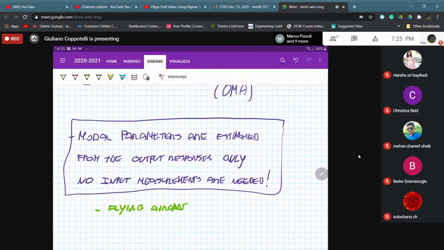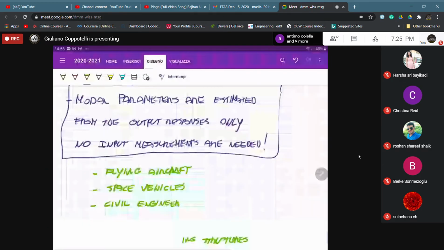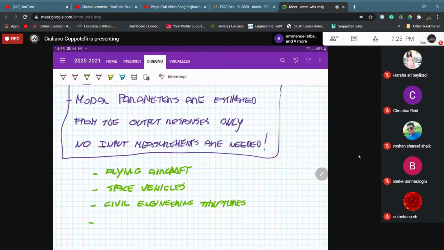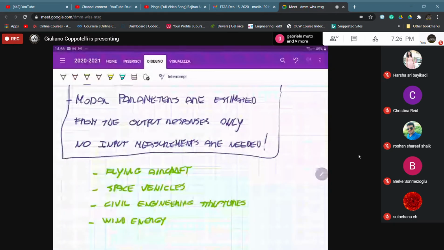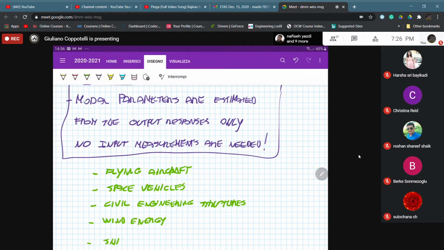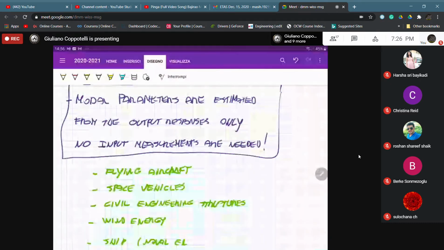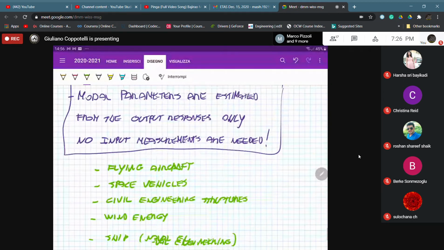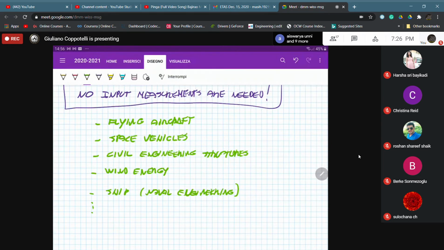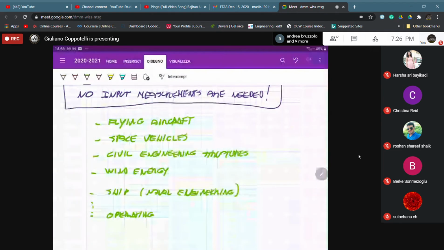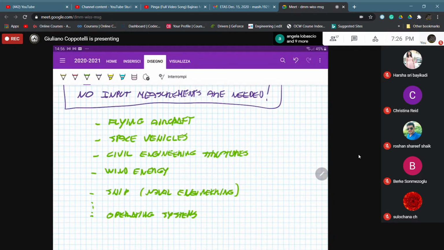For space vehicles, civil engineering structures, wind energy, and therefore ships, so naval engineers, and therefore whatever other application in which we are operating systems. Just because no input measurement is needed.